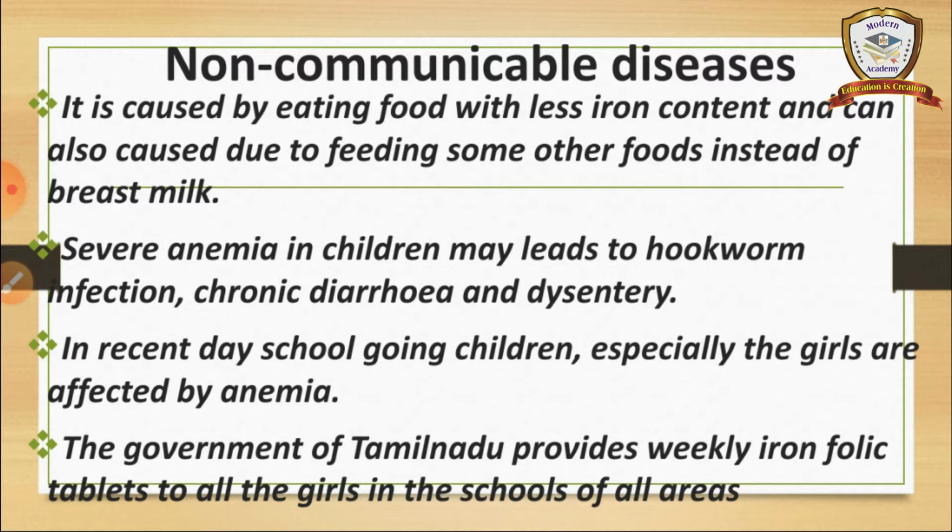Due to less iron content, children, mainly girls, are affected by anemia. That is why the government provides iron folic tablets to school-going girls. Anemia means ratta sogai, a lack of blood. Their skin will change into pale skin, PALE, pale skin. Pale skin means the skin looks washed out, the face is not bright, and it looks faded, a little whitish in places.